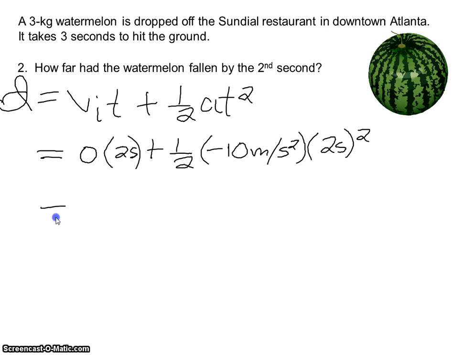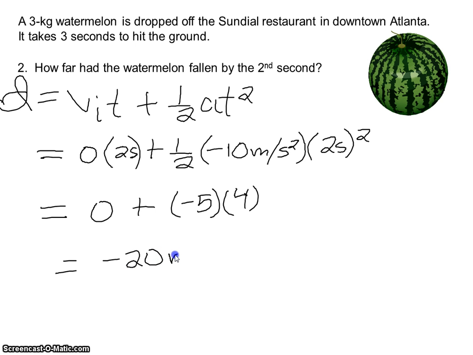So let's simplify a few things. 0 times 2 is 0. 1/2 times negative 10 is negative 5. And then 2 squared is 4. So our answer is negative 20. Now in this case, the negative just implies that the watermelon is 20 meters below its starting point. If it had been a positive 20, we might think about the idea of throwing the watermelon up in the air, and it would have a positive height.